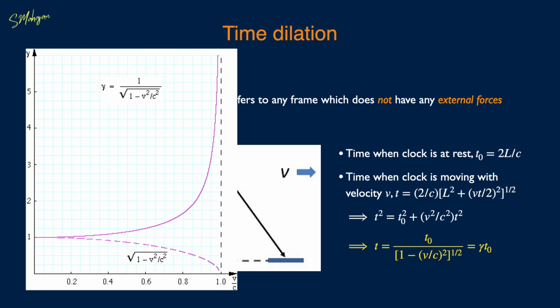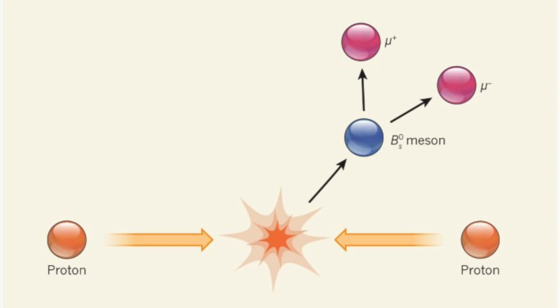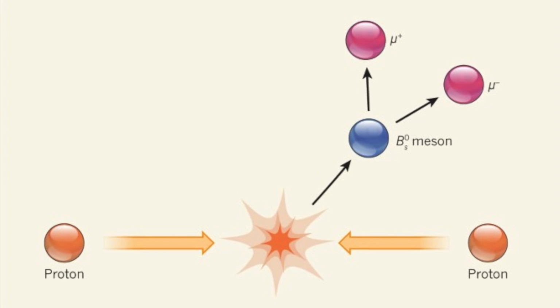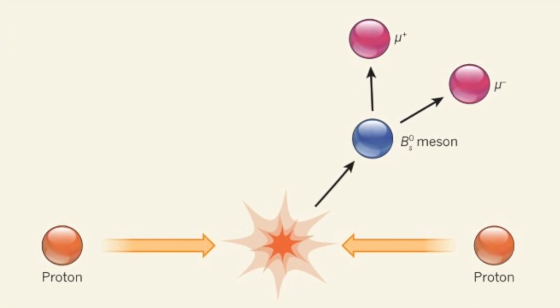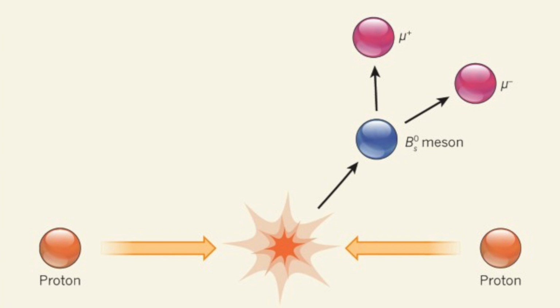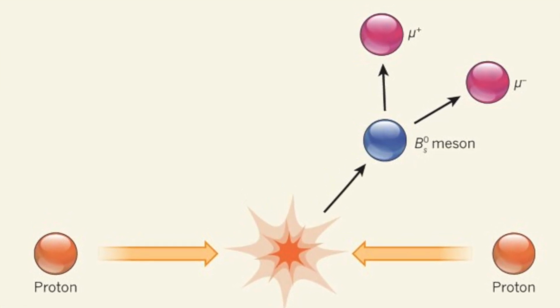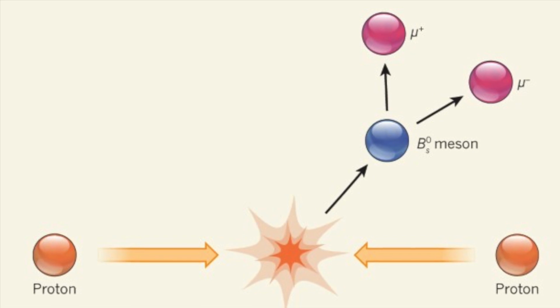Time dilation is not an artifact of the light clock that we have discussed, but applies to all clocks. For instance, the decay of unstable elementary particles. Particles which move close to the speed of light should appear to live longer than the same particles at rest. This is tested daily in particle accelerators around the world.